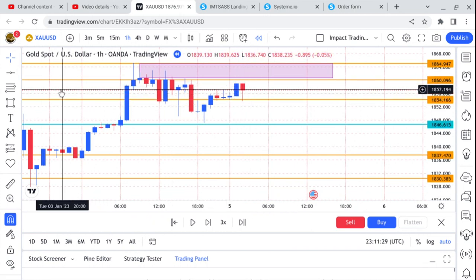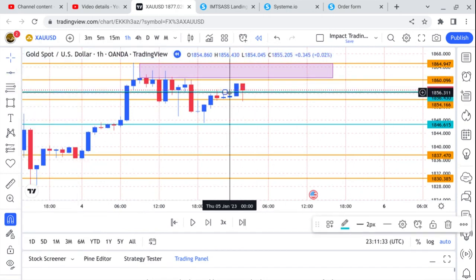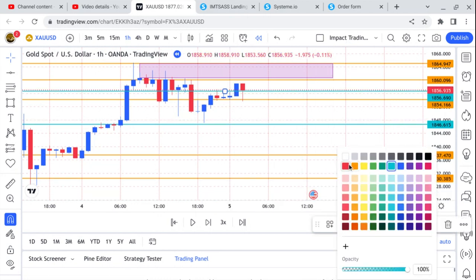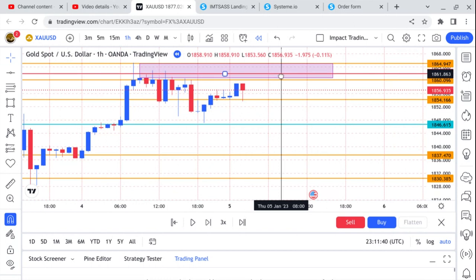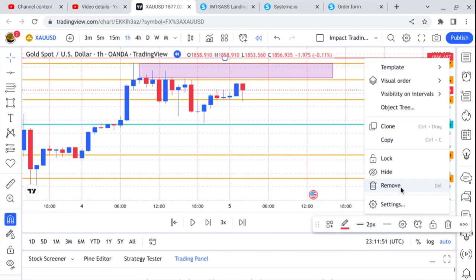So this would be your first signal. You would place your trade here. And then you'll place a stop loss. Depending on your money management, you'll place a stop loss right here to right here. First trade for the 5th.